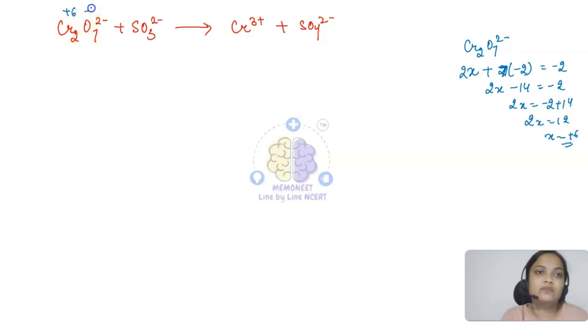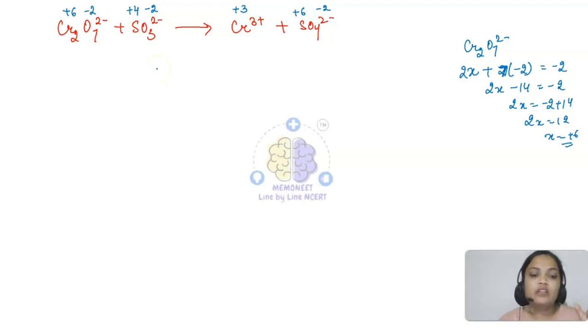So oxygen is minus 2. Similarly, find it for sulfur, it will be plus 4. Okay, same way, oxygen again minus 2. Here we can see chromium plus 3. Okay, and sulfur here plus 6 and oxygen minus 2. So here I have written the oxidation numbers.